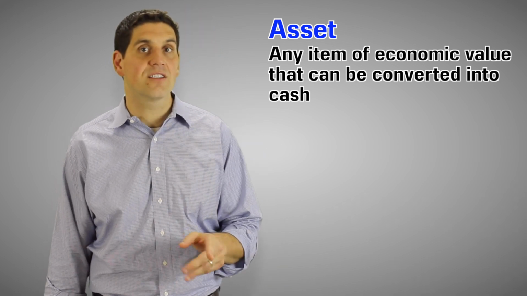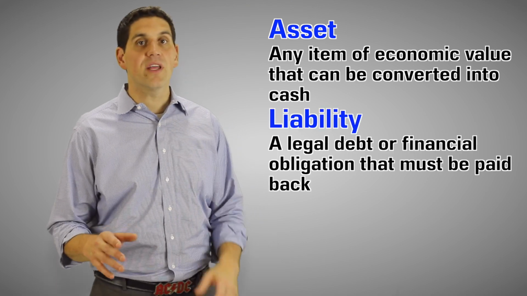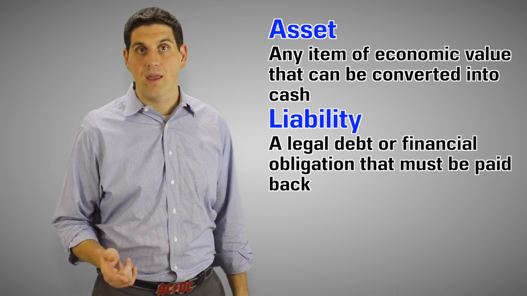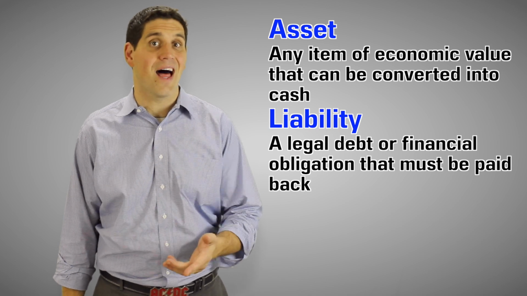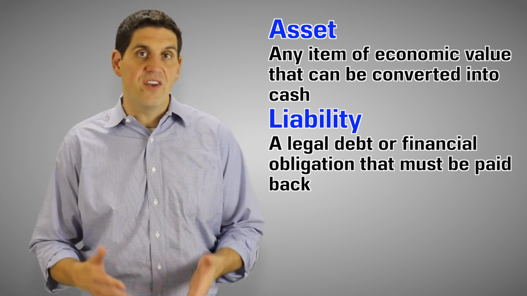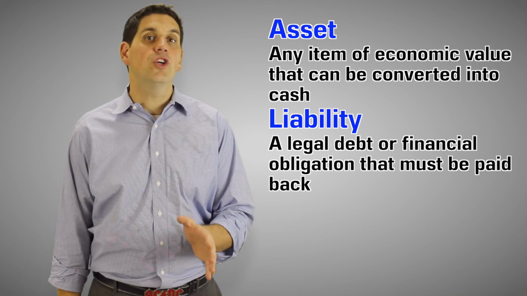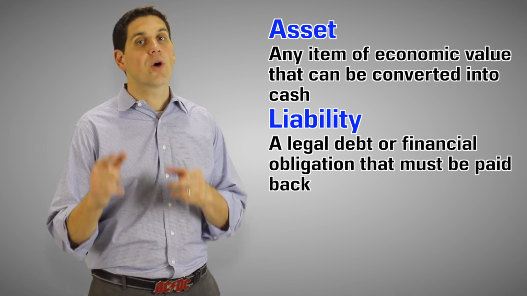In addition to assets, there's also liabilities. Liabilities are financial obligations that you have to pay. So if you have a student loan or a car loan, that's a liability. Now these examples I'm using are for an individual, but it also applies to businesses. They too have assets and liabilities. And so does the government.